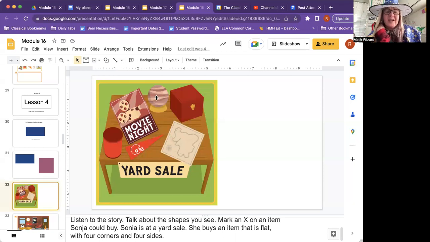This is a sphere. It's not two-dimensional. This is a cube. It's not two-dimensional. Remember, two-dimensional means flat. And this is a cylinder. It's not two-dimensional. It is three-dimensional. What about this? This is a poster. Let's see. 1, 2, 3, 4 sides and 1, 2, 3, 4 corners. So let's see. We're going to mark an X on that one because that's the one she could buy, right?